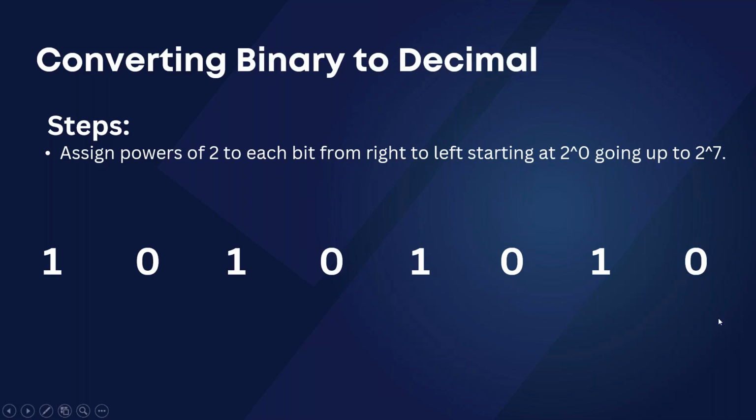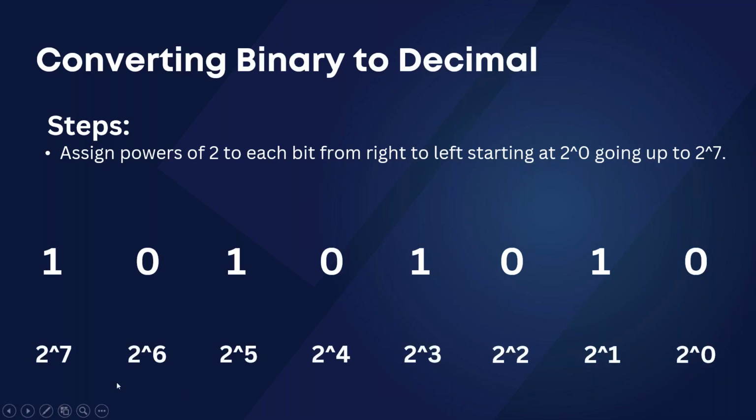So the rightmost bit will have 2 power 0 under it, and the leftmost bit will have 2 power 7 under it. So 2 power 0, 2 power 1, 2 power 2, 2 power 3, 2 power 4, as such up to 2 power 7. Now, the reason why we have 2 power here is because all of these are binary numbers. You only have 2 possibilities.